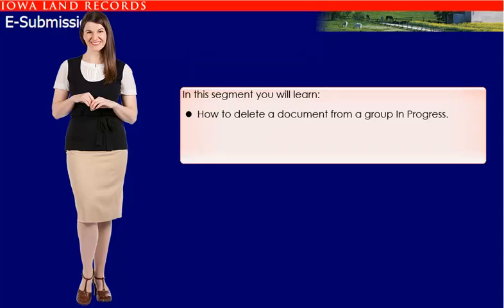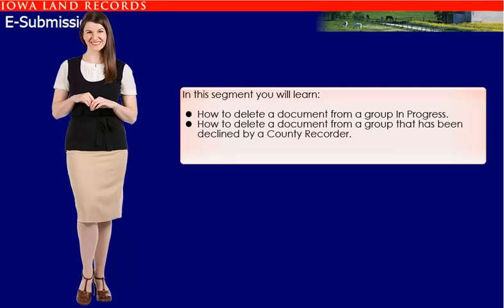In this segment you will learn how to delete a document from a group that is in progress, how to delete a document from a group that has been declined by a county recorder, and how to delete a group after documents attached to the group have been removed.